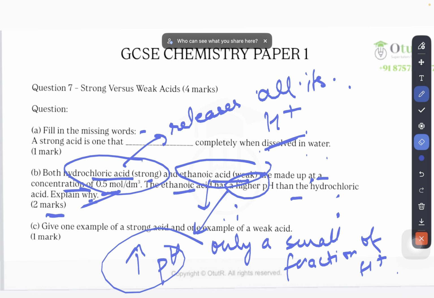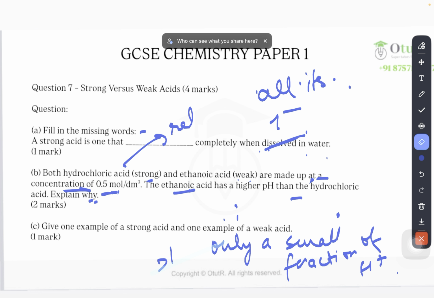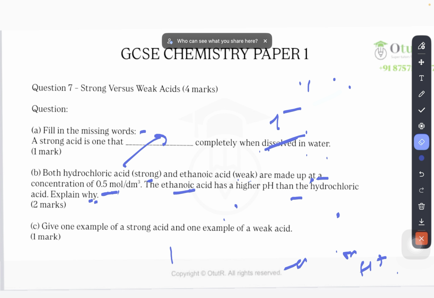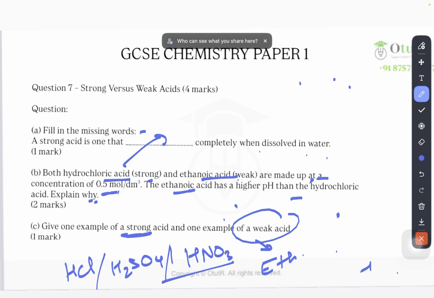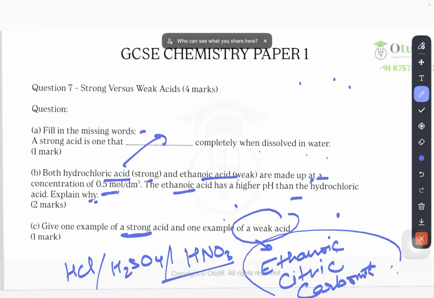Give one example of a strong acid and one of a weak acid. Over here in the question you saw that hydrochloric acid and ethanoic acid are given. If not, strong acids are usually hydrochloric acid, sulfuric acid, H2SO4, and nitric acid. So any one you can write. For weak acids, you have organic acids like ethanoic acid, citric acid, and carbonic acid. All these are weak acids. Let's move on.